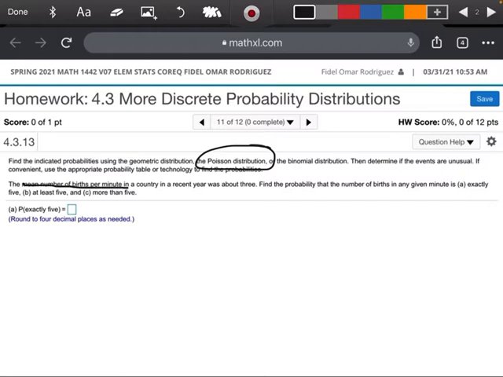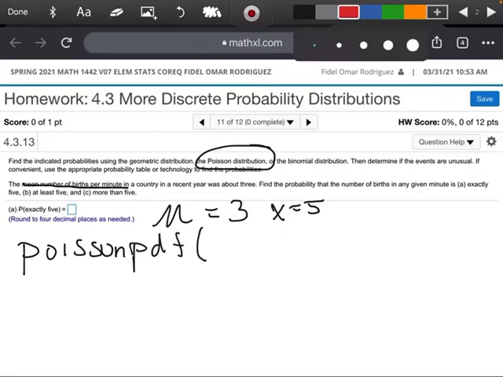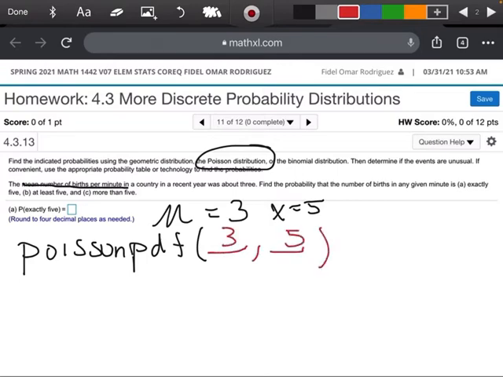Okay, so we know that the mean is equal to 3. And for part A, we're trying to figure out what's the probability that we have exactly 5. So that's telling me that my x, my random variable, is going to be 5. So when I'm doing this, guys, I'm going to use my calculator, and I'm going to go to the Poisson PDF. And in the first spot, I'm always going to put my average, and in the second spot, I'm going to put my random variable. So in this case, I'm going to put 3 and then 5.